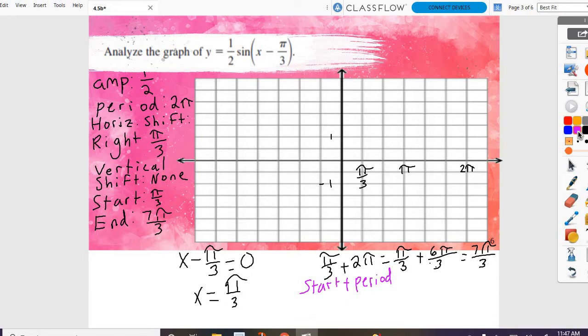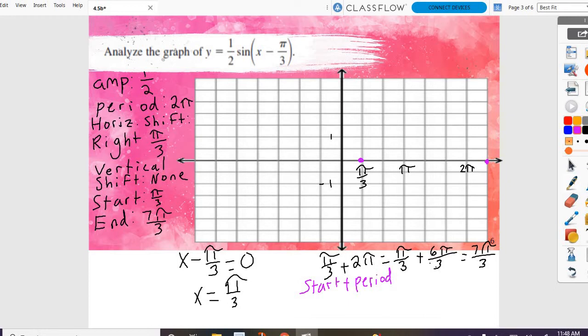So we said we're starting at pi over 3, 0. Excuse me. So then what are we ending at? 7 pi over 3, 0. Yep. So remember we have to start and stop at the same y value. So then what's going to be halfway in between?